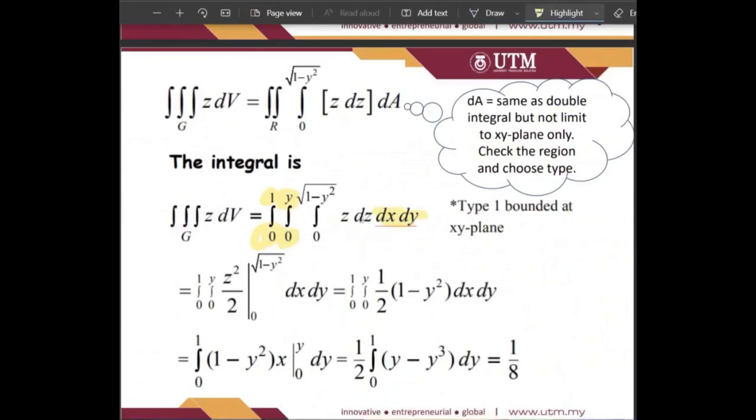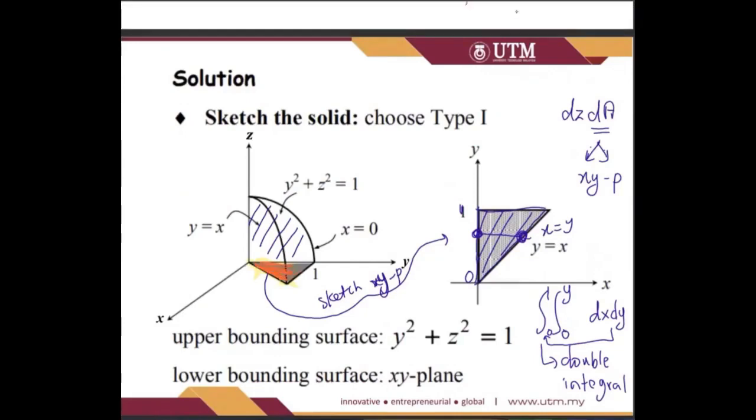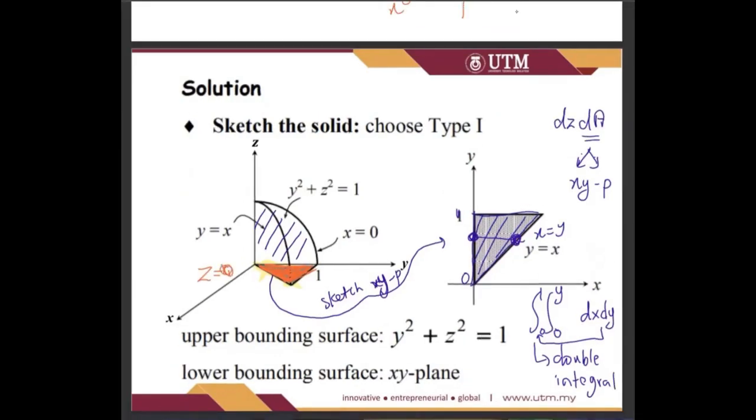And then how about z? Okay, you see this? Let's say I color here. This one is z equal to 0. And then how about this? I color again here. Do you still remember? This comes from the cylinder. Okay, what is that? y squared plus z squared equal to 1. So you have to change into z.